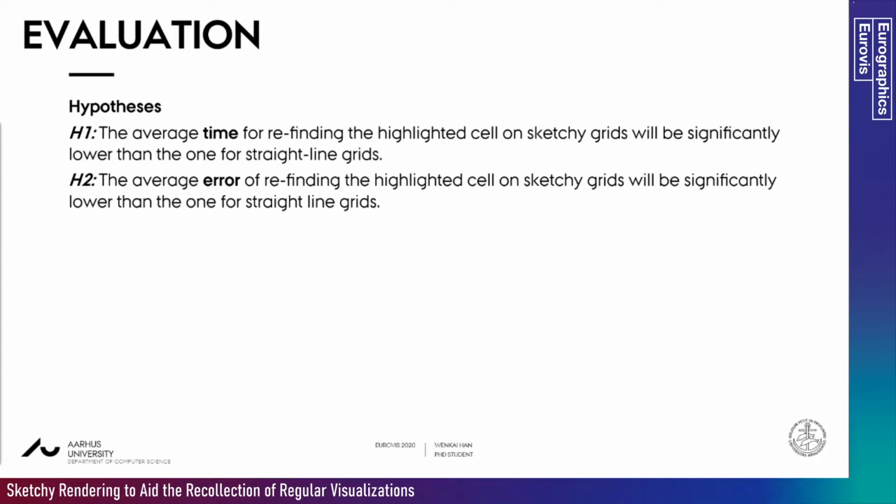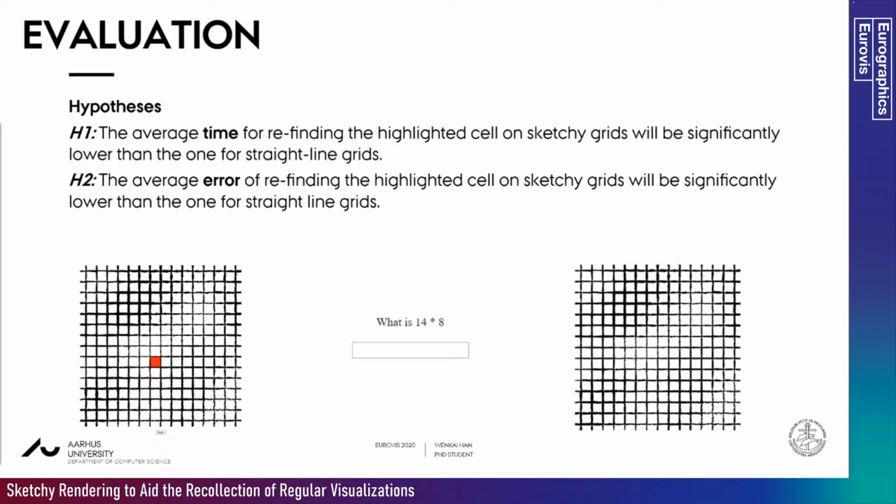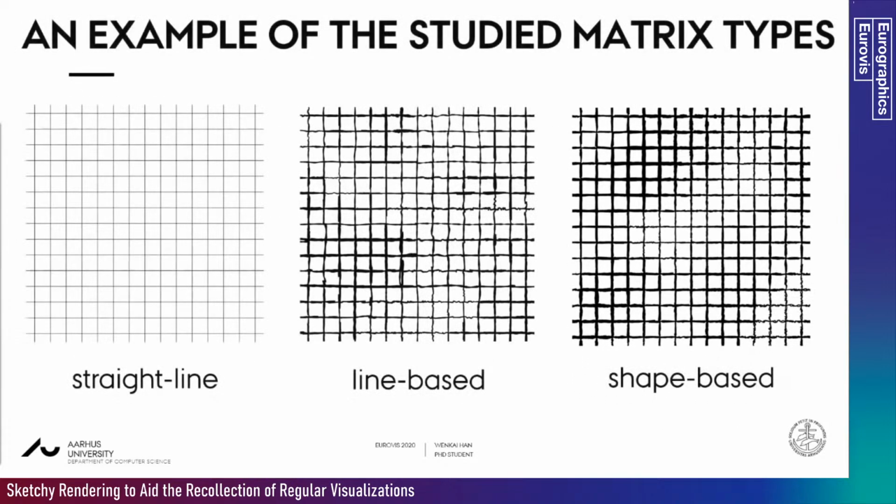The main procedure of our evaluation is as follows. A matrix will appear for 5 seconds for the user to memorize the location of a randomly generated highlighted cell. After 5 seconds, the participants will be distracted by a simple 2x1 multiplication problem. Then they will be asked to relocate the previously highlighted cell. Here is an example of the 3 grids that we used.